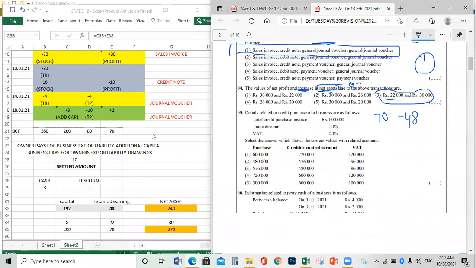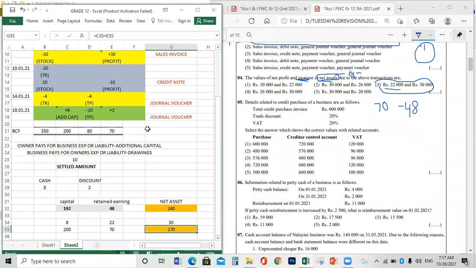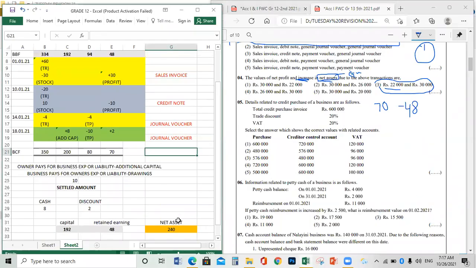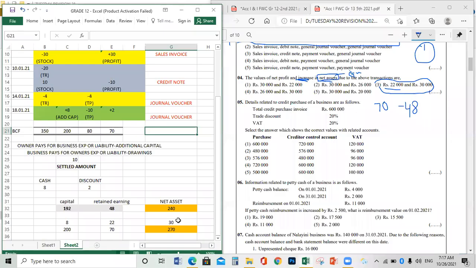Now go to the next one. Are you all done writing everything, or should I give you time? Quickly tell me before we go to the next one. Okay, great. Now go to the next one.